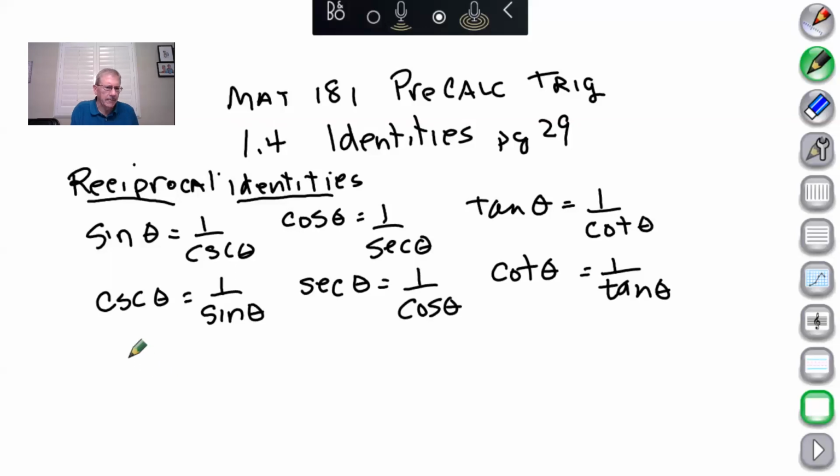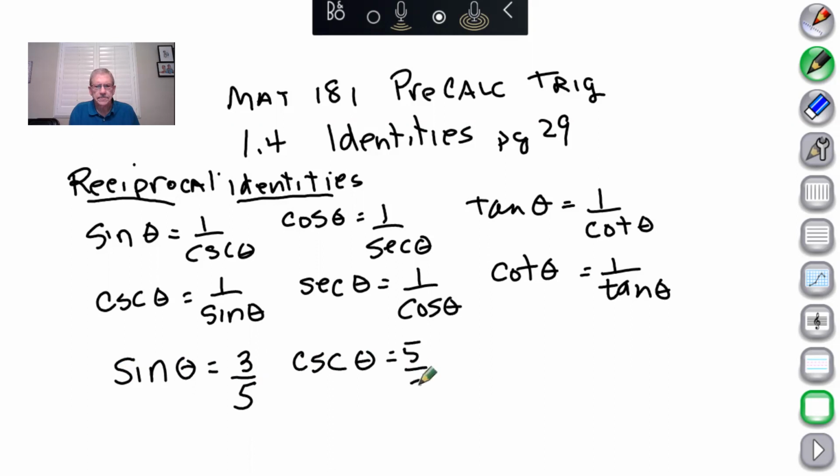What do I mean by that? Well, let's take a look, and we'll do it kind of quickly. The sine of theta is equal to 3/5. That means its reciprocal buddy cosecant theta is equal to 5/3. It's just simply the reciprocal.